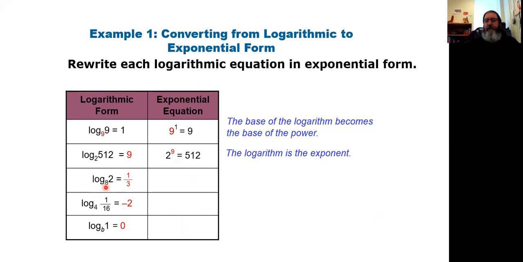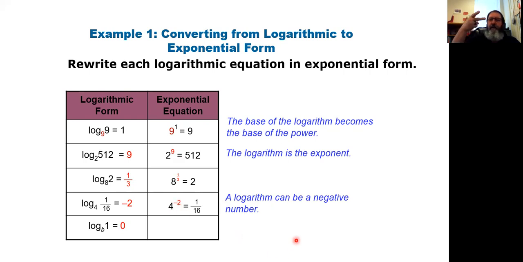This one, what's it going to be? 8 to the power of 1/3 is equal to 2. This one, 4 to the power of -2 is equal to 1/16. So remember that a logarithm can be a negative number. Why? Because exponents can be negative. Remember the rules of exponents? A negative exponent means we use the reciprocal of the base. So that 4, we use the reciprocal of 4/1, which becomes 1/4. And then we square it. 1/4 squared is 1/16. So it's actually something that we can do in our head.